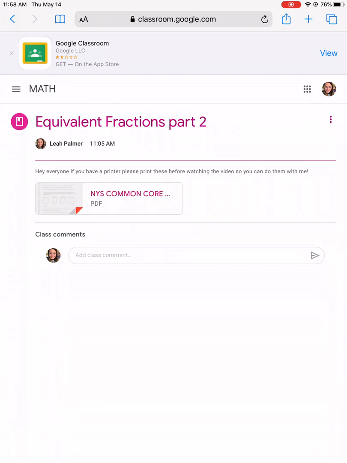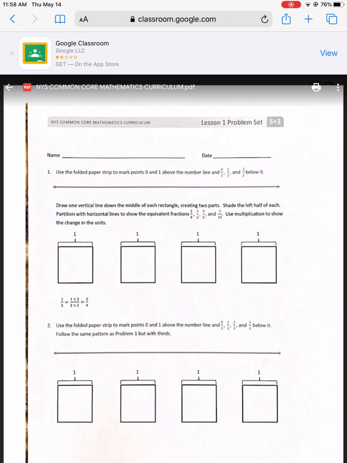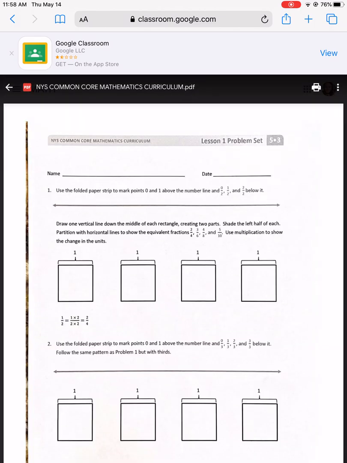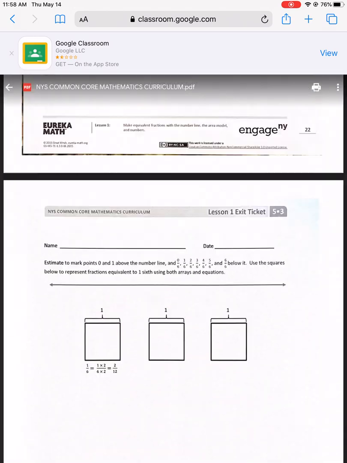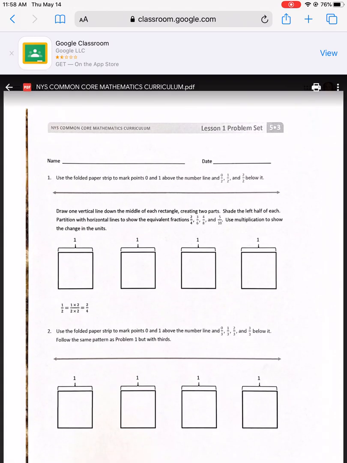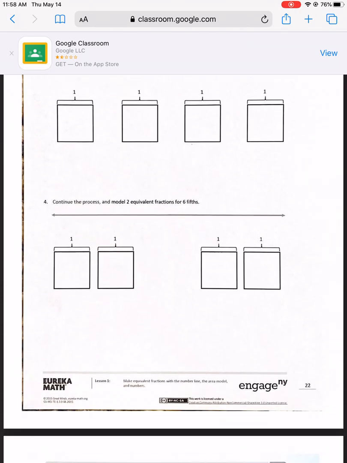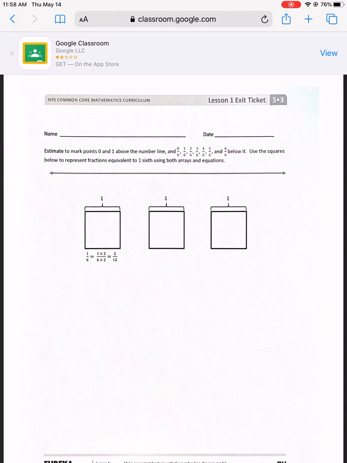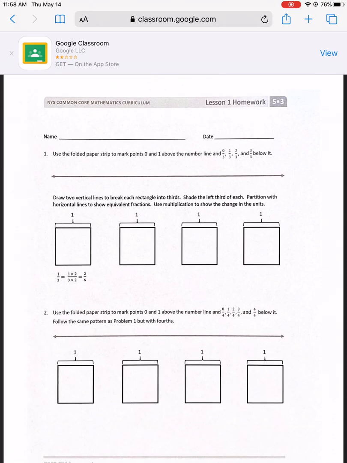Click on that. And then it will take a little minute to load because there are so many pages. See how there's just one right now? So now they're all in there. So you probably remember this. We've used these a lot. We do the problem set together. Exit ticket is usually you do on your own so I can check for your understanding, but we're going to do it together. And then the homework's on your own.